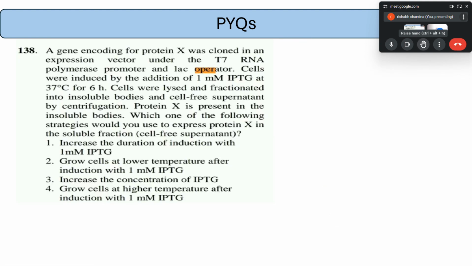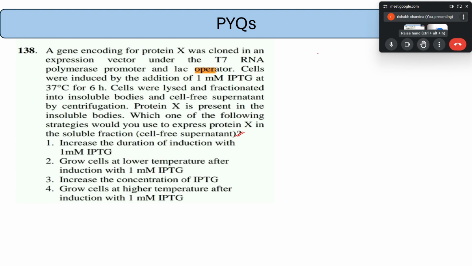Now, moving on to the next question. A gene encoding for protein X was cloned in the expression vector under the T7 RNA polymerase promoter and lac operator. Cells were induced by the addition of 1 millimolar IPTG at 37 degrees Celsius for 6 hours. Cells were lysed and fractionated into insoluble bodies and cell-free supernatant by centrifugation. Protein X is present in the insoluble bodies. Which one of the following strategies would you use to express protein X in the soluble fraction, that is cell-free supernatant? So what will happen?